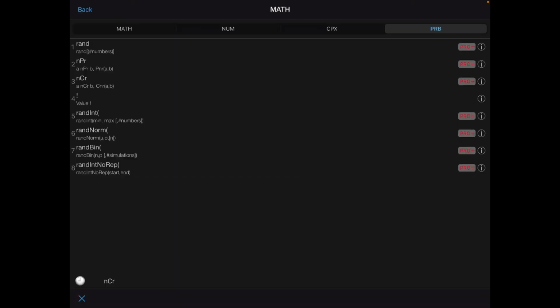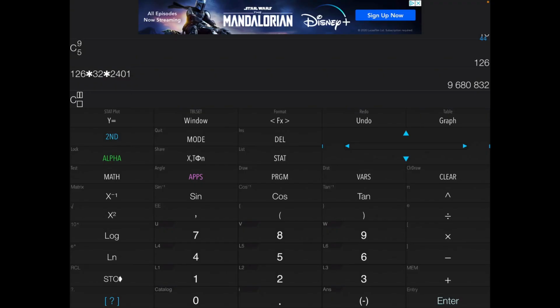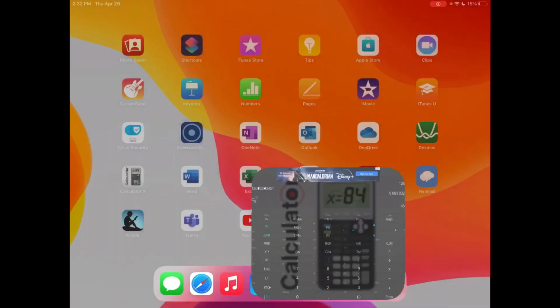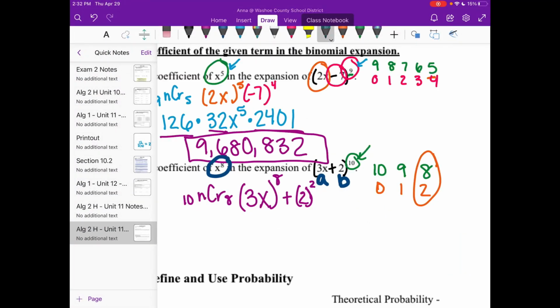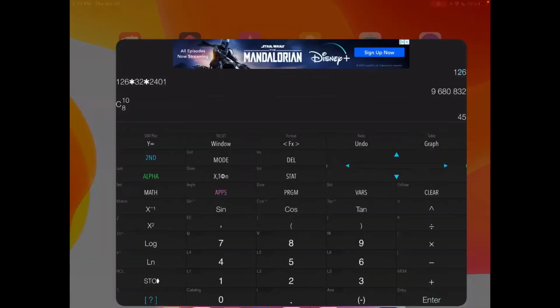Calculator. Math, probability. Going to do 10 choose 8. 45. And that would make sense because it's not going to be super far down. So 45 is going to be my coefficient right here from my Pascal's. And then 3 to the 8th. Well, I've got to do the math on that one.